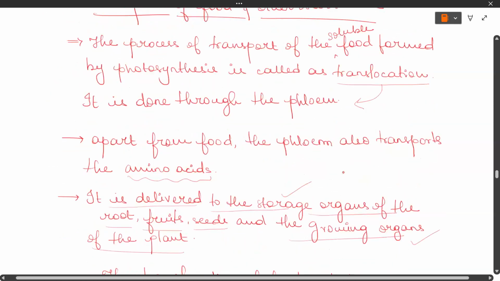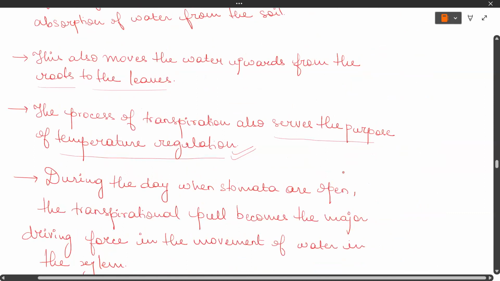Now you can note it down and tell me when you're done. And then we'll move on to the next part.